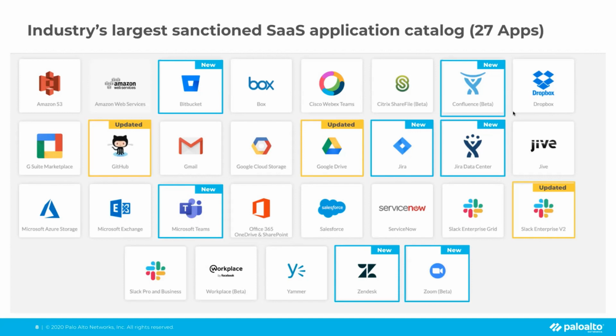So that is everything on the expanded SaaS application catalog on the sanctioned SaaS side. To onboard each of them, you do it just like any other SaaS application that you onboard on SaaS Security today, through the OAuth workflow.